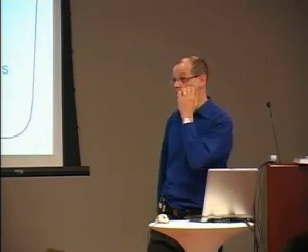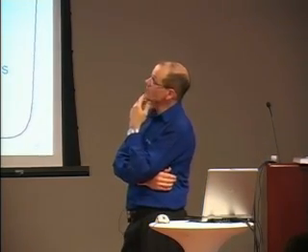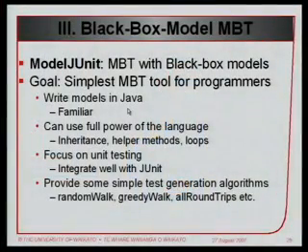Now, I want to go through two examples. The first one is using black box models, using ModelJUnit, which is a tool that I've written in Java. The goal of this tool is to be the simplest model-based testing tool you could possibly have for a programmer, because I'm a programmer and my students are programmers. If you were not a programmer and you wanted a drag and drop, draw the graph on the screen kind of tool, probably you'd end up with a different kind of tool. But for me, I want to write the models in Java, for example. And so this is the kind of tool that I ended up with.